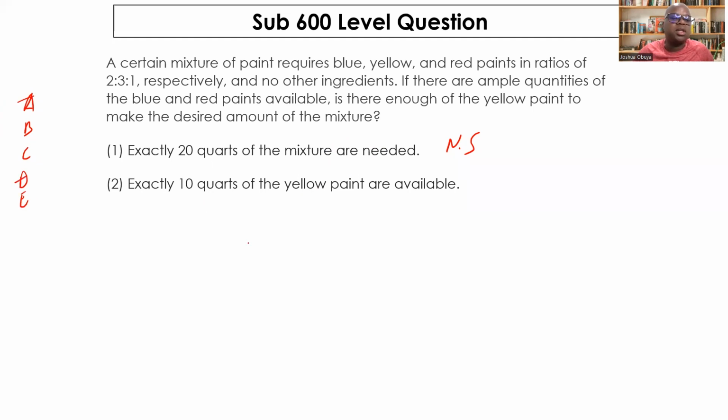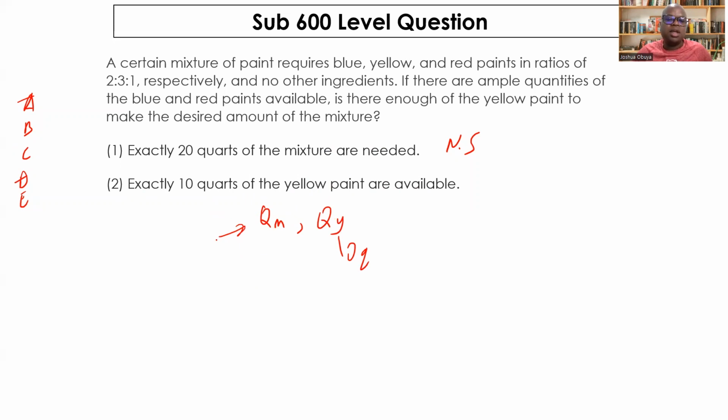So we will be left with B, C, and E. Exactly 10 quarts of yellow paint are available. Remember our determining factor: we need the quantity of the mixture and the quantity of yellow. These are the two values you need to determine sufficiency. We've been told in this statement that we have 10 quarts of yellow. We're not being told the quantity of the mixture.